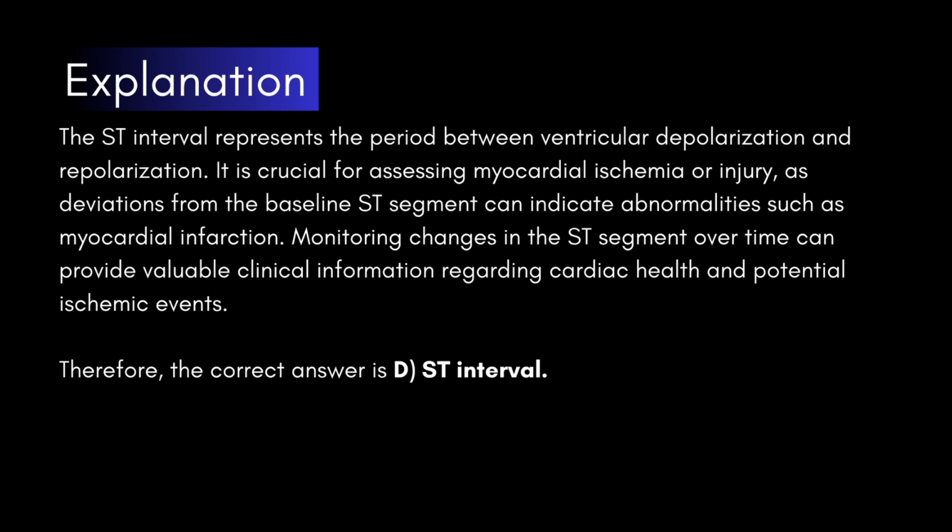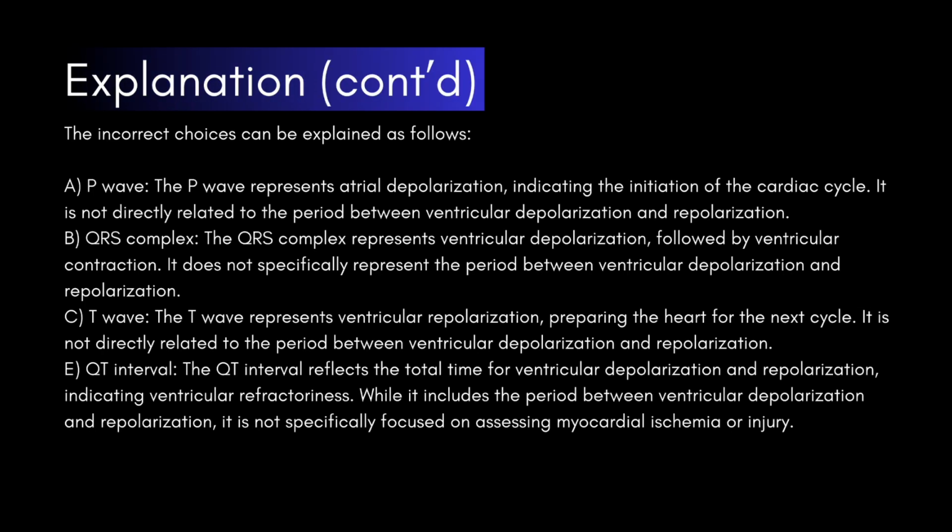Let's go ahead and take a look at why the other answer choices are incorrect. P wave. The P wave represents atrial depolarization, indicating the initiation of the cardiac cycle. It is not directly related to the period between ventricular depolarization and repolarization. QRS complex. The QRS complex represents ventricular depolarization followed by ventricular contraction. It does not specifically represent the period between ventricular depolarization and repolarization.